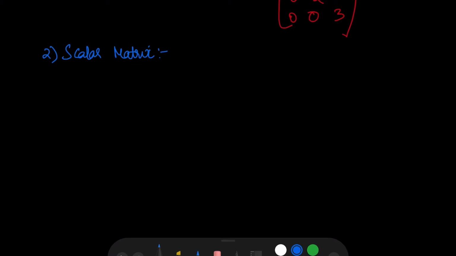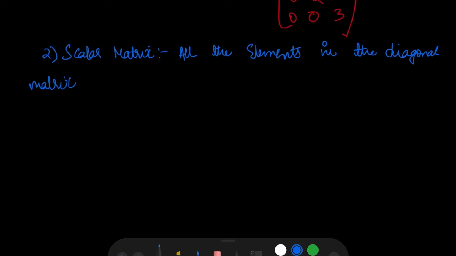So scalar matrices are nothing but those diagonal matrices in which all the elements in the diagonal are identical. So all the elements in the diagonal are identical.